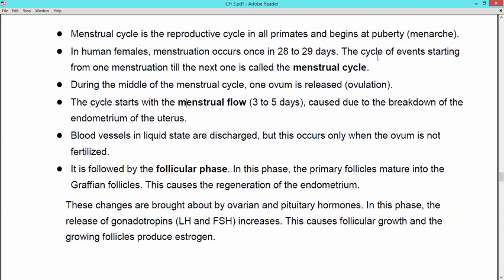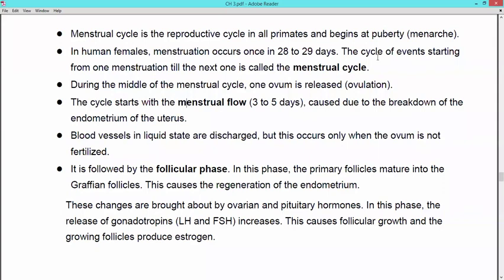In human females, the menstruation occurs once in 28 to 29 days. So it is a cycle which is running for 28 to 29 days. Now this cycle of events starting from one menstruation till the next one is called the menstrual cycle. So why is it said to be a cycle? Because every single month a girl has to undergo these events, right? And the cycle of these events starts from one menstruation till the next one. So it has been calculated on the basis of 29 days.